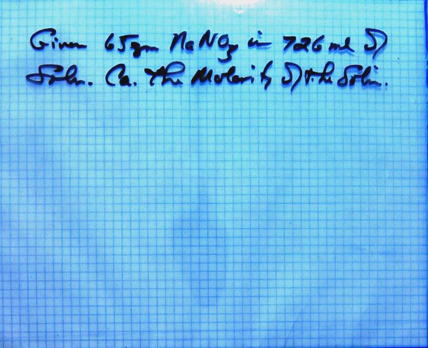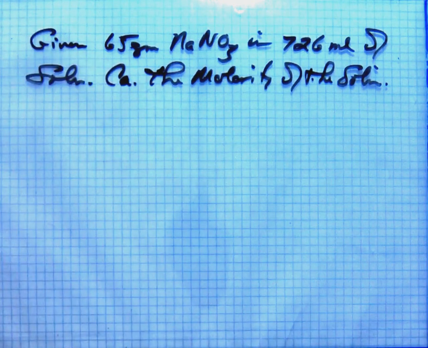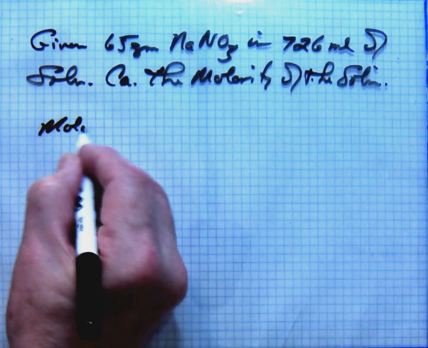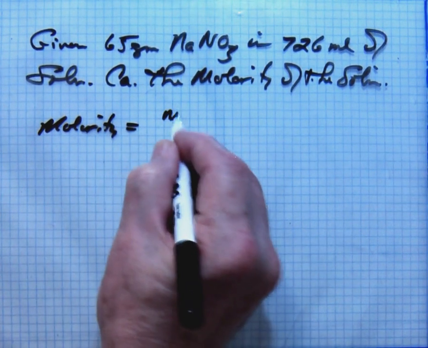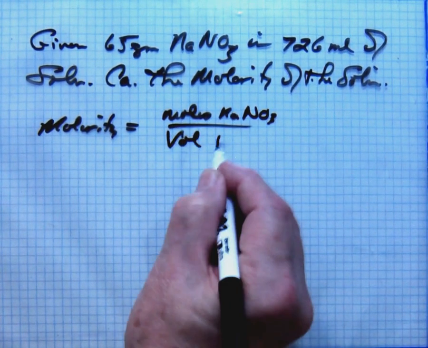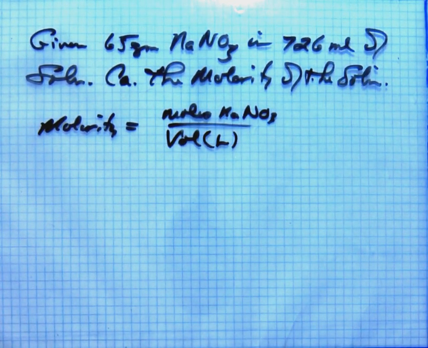Okay? Well, I've given grams and I've given milliliters, and so if I'm going to get molarity of this, molarity is equal to moles of the sodium nitrate in a volume expressed in liters. So I've got to make those conversions to be sure I have the right terminology and the right numbers. Okay, how do I get moles from grams? Divide by what? Formula weight. Divide by formula weight. Everybody still with me? Moles is grams over formula weight.